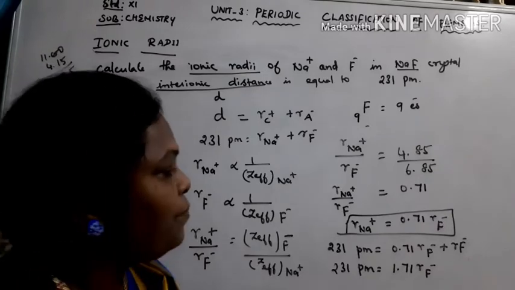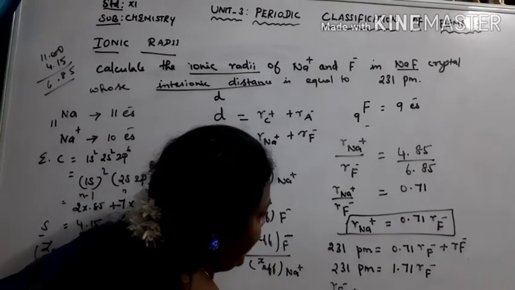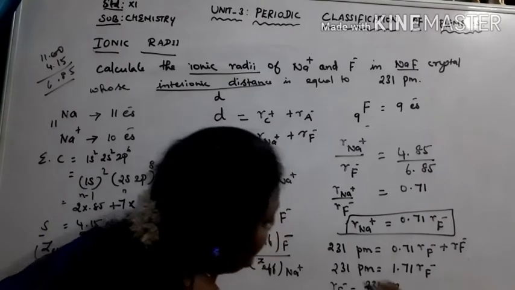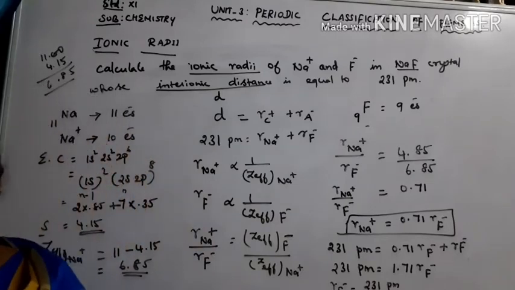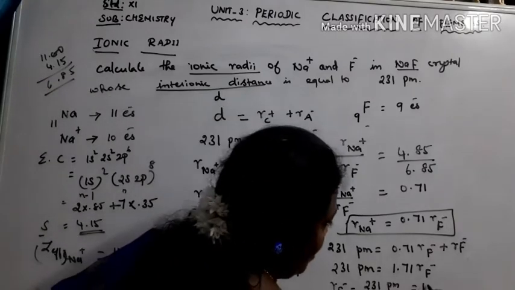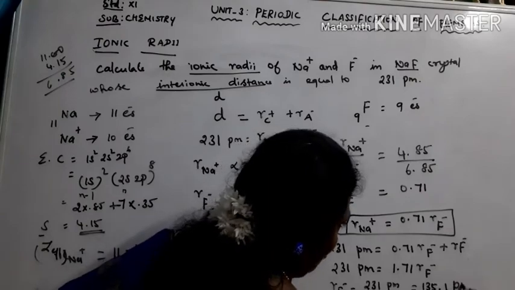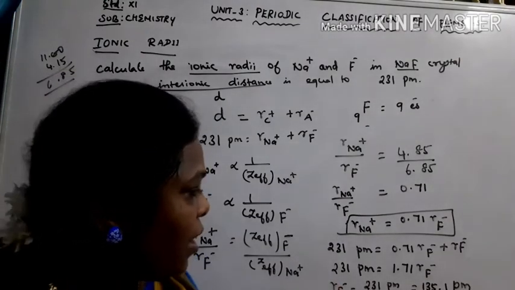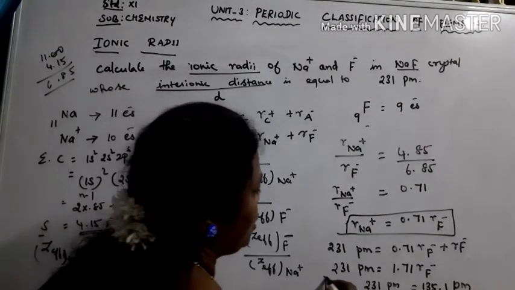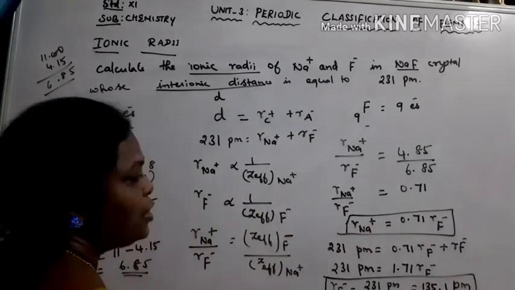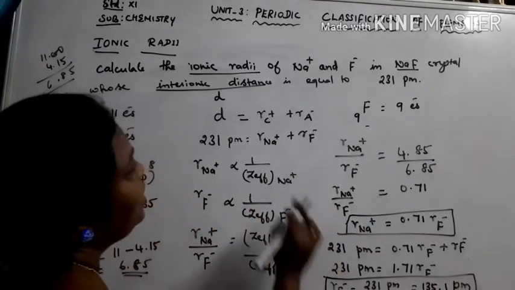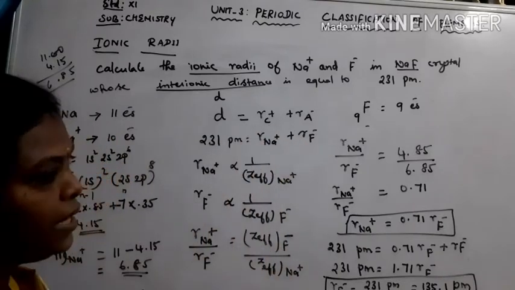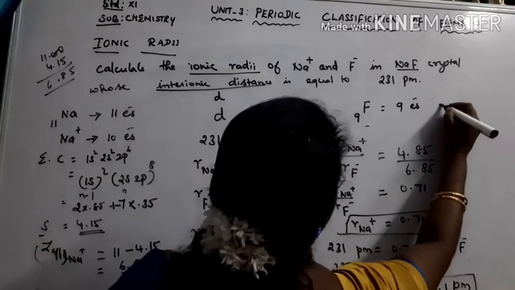So now the radius of fluoride ion equal to 231 picometer divided by 1.71. 231 divided by 1.71, which we are getting as 135.1 picometer. So this is the radius of fluoride ion. Now we have calculated the radius of fluoride ion. If you substitute the value of fluoride ion here, by the help of that we can calculate the radius of Na plus. How can we calculate the radius of Na plus here now?